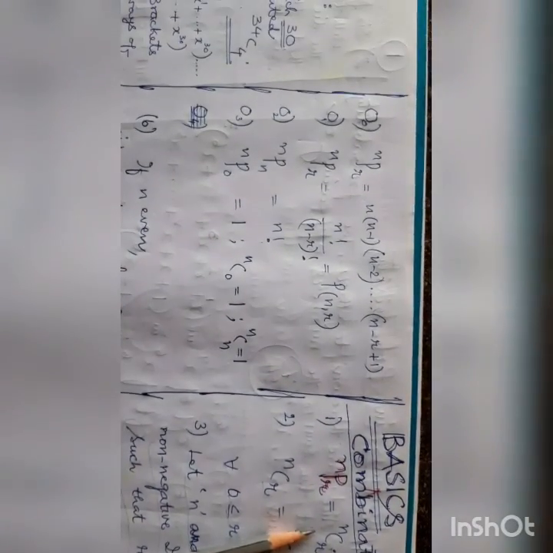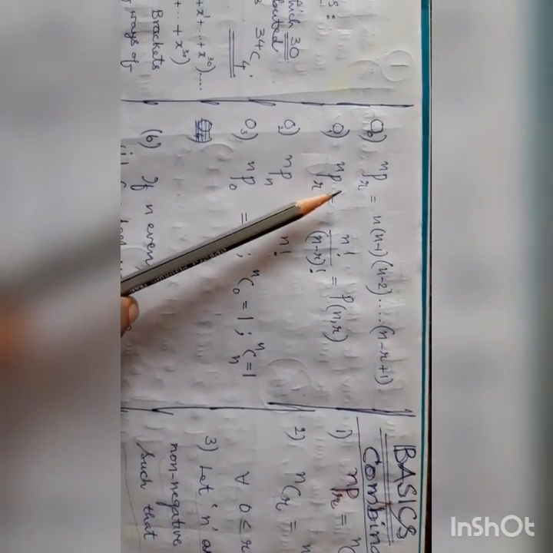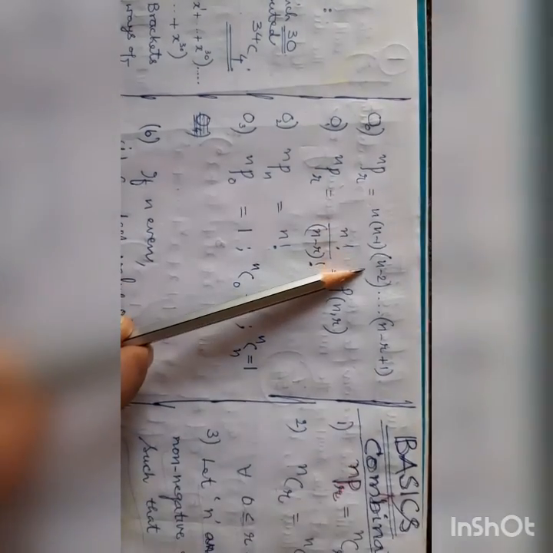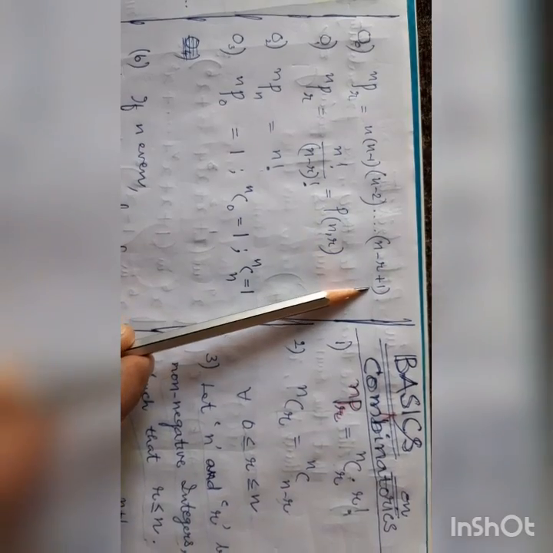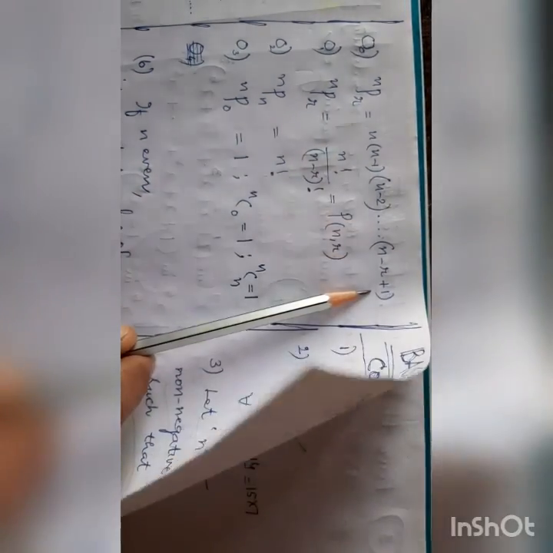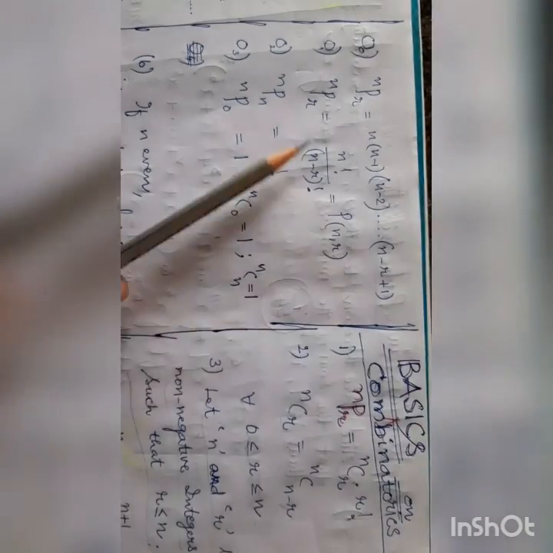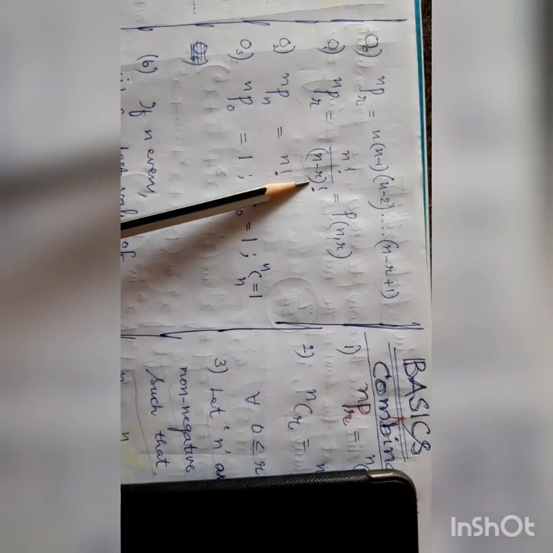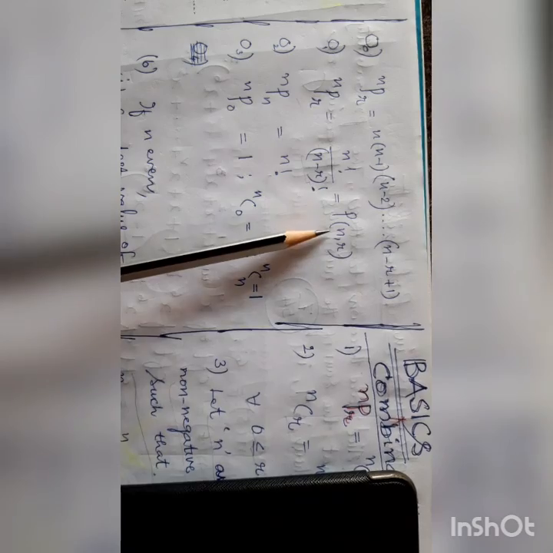Next, nPr equals n into (n minus 1), (n minus 2), and so on, up to (n minus r plus 1). nPr can be written like this, or like this, or like this. nPr equals n factorial by (n minus r) factorial, which equals P(n, r).